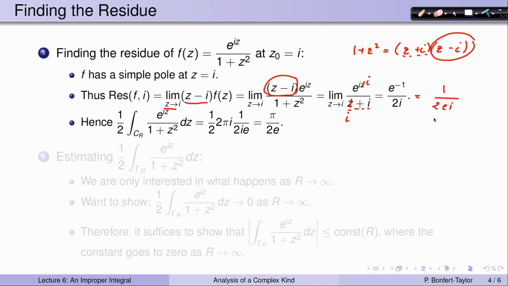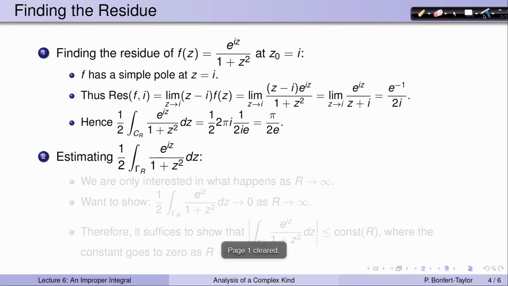Therefore, the integral over the closed curve CR of e to the iz over 1 plus z squared dz by the residue theorem is 2 pi i times the residue, the 1/2 we need to carry around right here. Here's the 2 pi i, and here's the residue, 1 over 2ie. I can cancel a few things out, so this 2 and that 2, for example, this i and that i, and I'm left with pi over 2e.